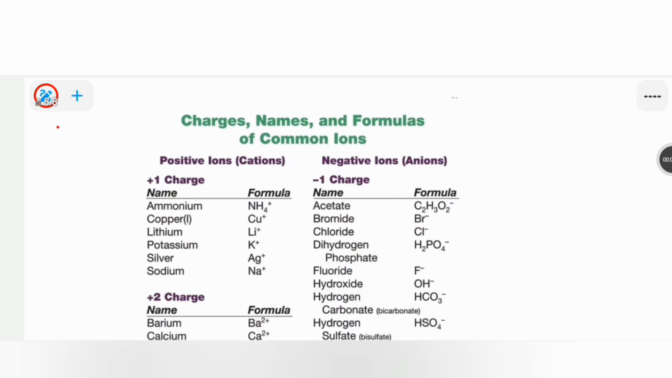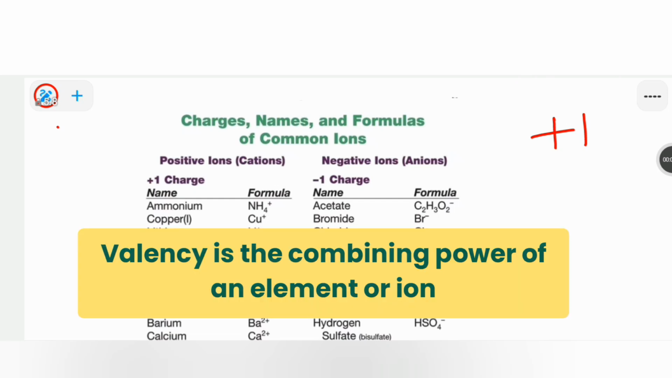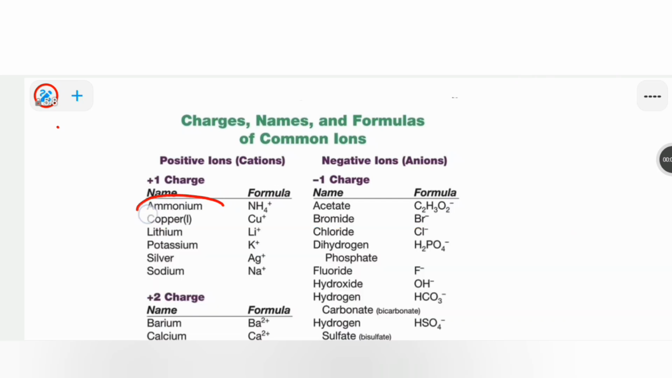So we're going to be looking at the ions that have a charge of +1, or you can say the ones that have a valency of 1 or a combining power of 1. So valency just has to do with the combining power of an element. So let's start with the first one. The first one is the ammonium ion. So the ammonium ion, the symbol is NH4+. So this is NH4+. This is the ammonium ion. So its combining power is just 1.